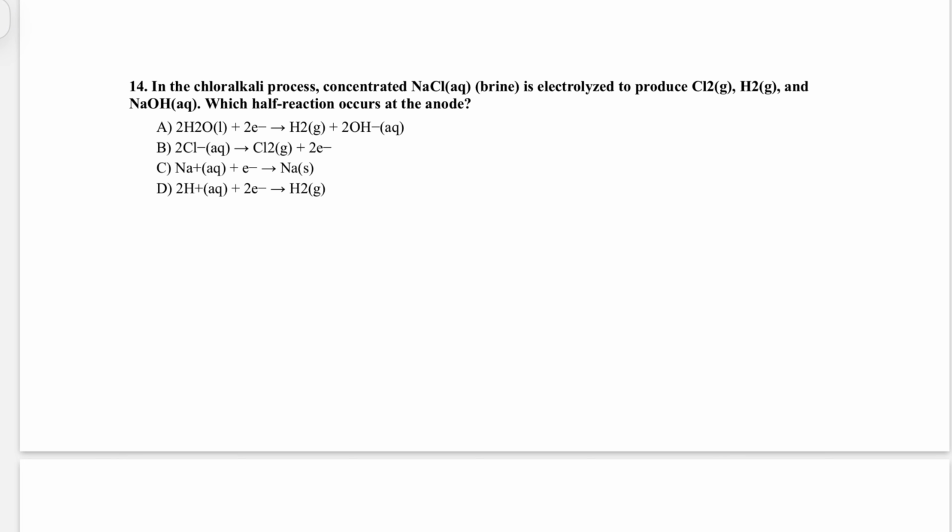Question 14. In the chloralkali process, concentrated NaCl is electrolyzed to produce Cl2 gas and H2 gas and NaOH. Which half reaction occurs at the anode? So, there's a very quick and simple way to answer this question, and that is that at the anode, oxidation occurs. What is oxidation? Oxidation is loss of electrons. And if you first just take a look at all of our options, there's only one where we see a loss of electrons, which is option B. So you can very quickly figure it out like that.